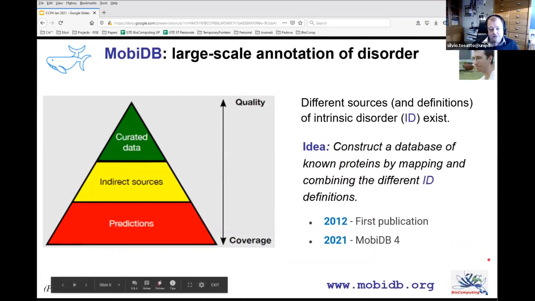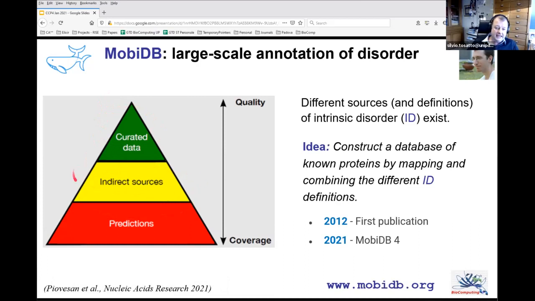The second one I wanted to briefly introduce is called MobiDB. And this is a different attempt to analyze proteins for intrinsic disorder. It is based on the idea that there are different sources and definitions of intrinsic disorder. At the top of this quality pyramid, you would have curated data such as DisProt, but below that you can have indirect sources. We've heard already about NMR and X-ray crystallography being used to infer parts of the proteins as being intrinsically disordered. So this information can be leveraged.